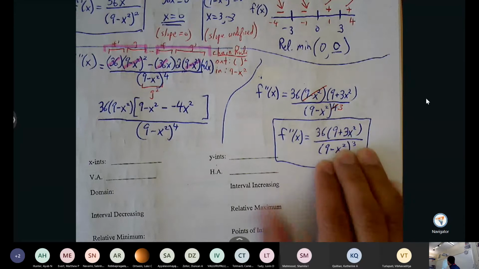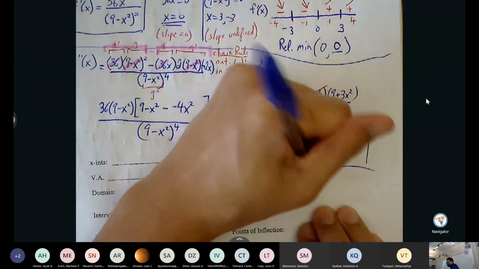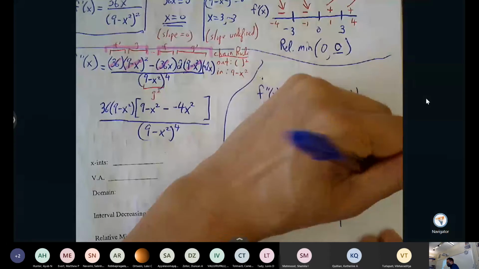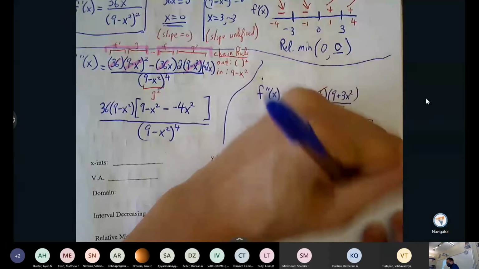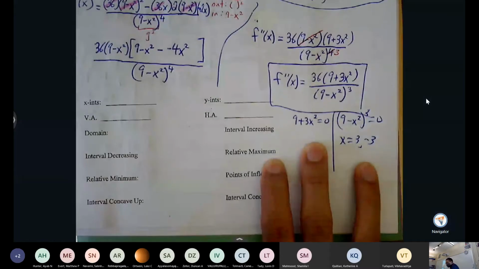From the second derivative, we can gather information about points of inflection. We can find where concavity changes. Same thing, right? We're going to look at the numerator, look at the denominator, set equal to 0, and find our critical points. So we're getting the same thing from the denominator, right? We're getting 3 and -3. But if I set the numerator equal to 0, is anything going to come out of this?